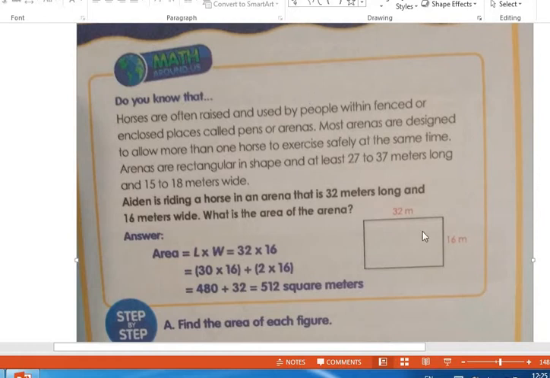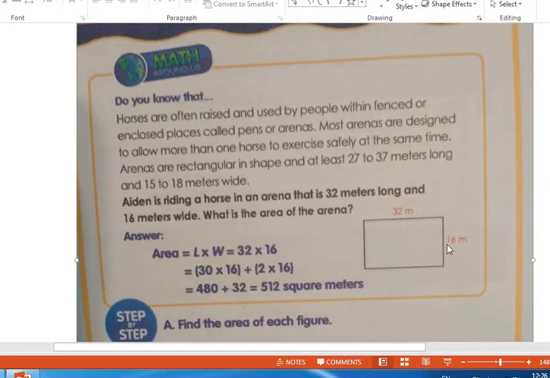In grade 3, we knew that the area of a 2D shape is the sum of the inside square units. But now I don't have inside square units here, so I need to know a new rule to calculate the area if I'm given the length and the width.